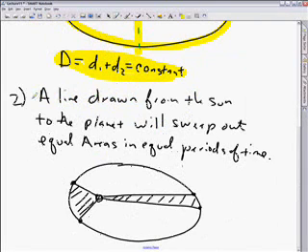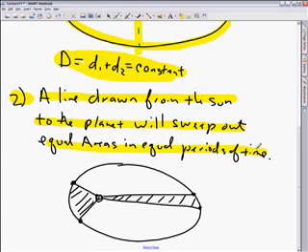Now, his second law. Kepler's second law says a line drawn from the sun to the planet will sweep out equal areas in equal periods of time. Okay, so in our elliptical orbit around the sun, a planet here will sweep out, say, this much over a particular amount of time, whereas a planet way out here will sweep out this much in a particular amount of time. Okay, but the areas of these two, where I filled in here, will be equal to each other.